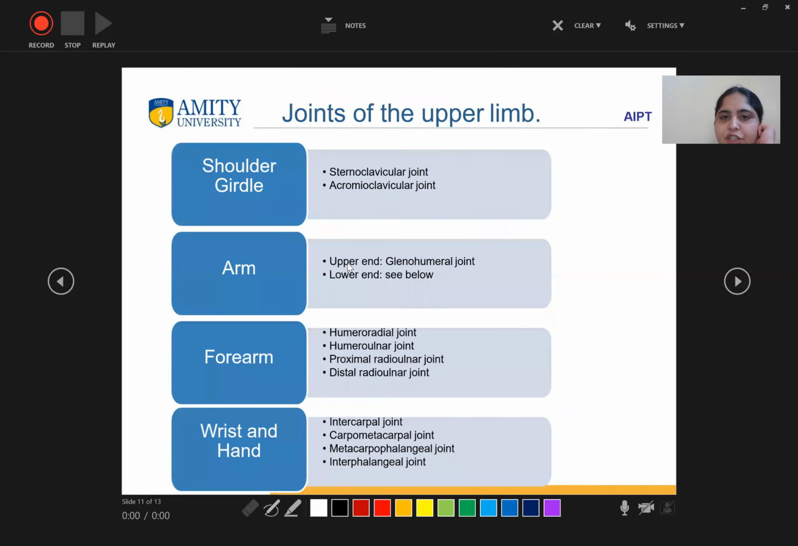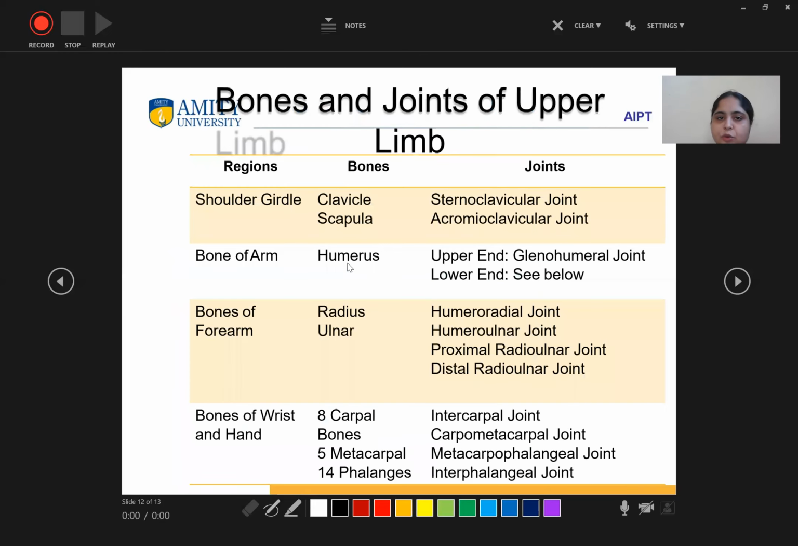Next are the joints of the upper limb. There are the shoulder joint, arm, forearm, and wrist. The shoulder girdle consists of sternoclavicular and acromioclavicular joints. In the arm, it is the glenohumeral joint. And in the forearm, it is the humeroradial joint, humeroulnar joint, proximal radioulnar joint, and distal radioulnar joint. Whereas in the wrist and hand, there are the intercarpal joint, carpometacarpal joint, metacarpophalangeal joint, and interphalangeal joint.